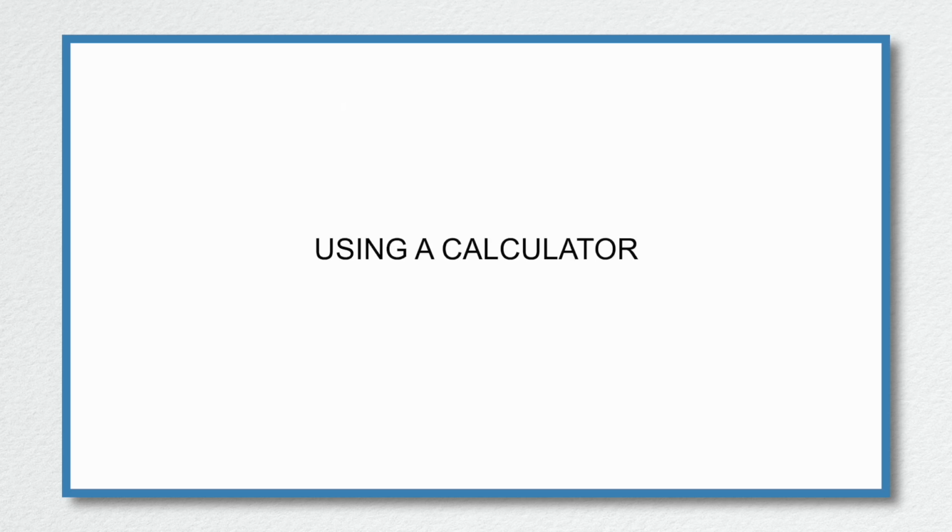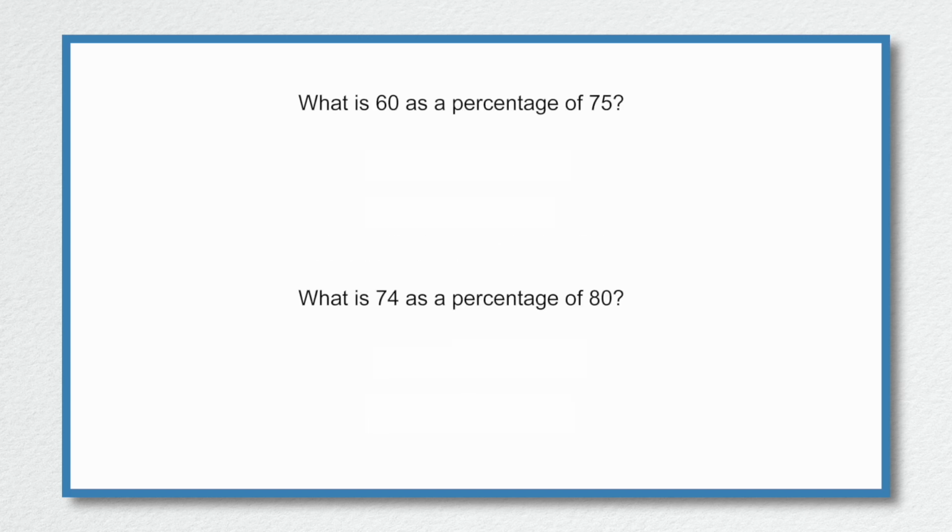Let's look at using a calculator. So if you are in an exam situation or just in everyday life and you needed to quickly work out the percentage of something, it's very straightforward. What is 60 as a percentage of 75? Well, normally if we were doing this as a non-calculator question, we would have written it as 60 over 75. But typing this into a calculator, we can type this as 60 divided by 75. 60 divided by 75 is equal to 0.8. So that's the decimal equivalent of the fraction.